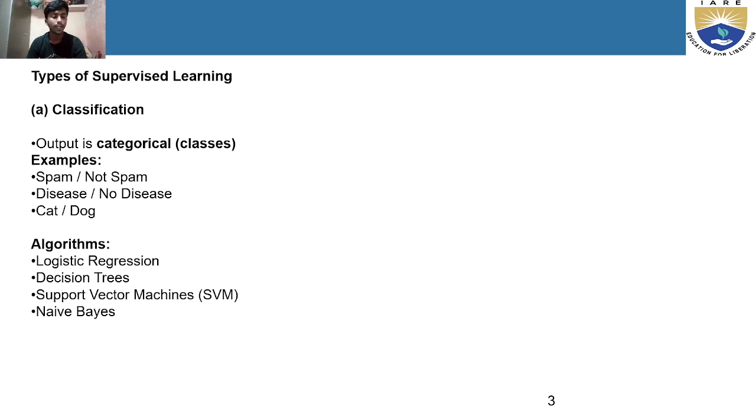Types of supervised learning: classification. The output is categorical classes. Examples: spam or not spam, disease or no disease, cat or dog. That means categories like yes or no, true or false. Algorithms used are logistic regression, decision tree, support vector machine, Naive Bayes.